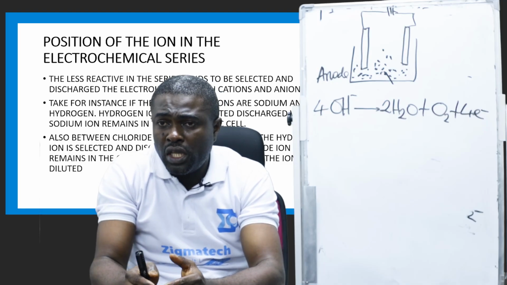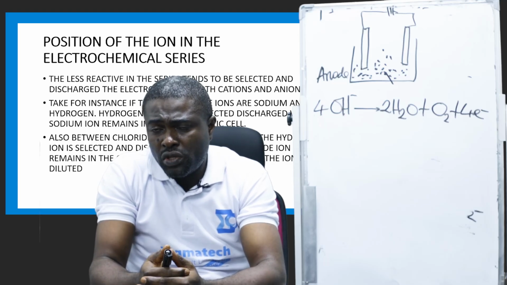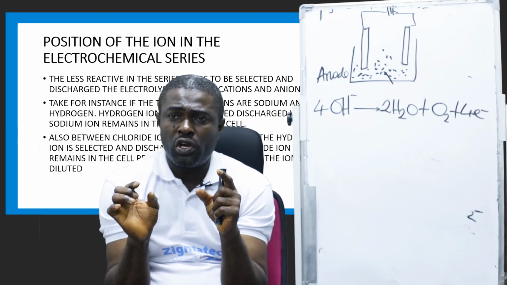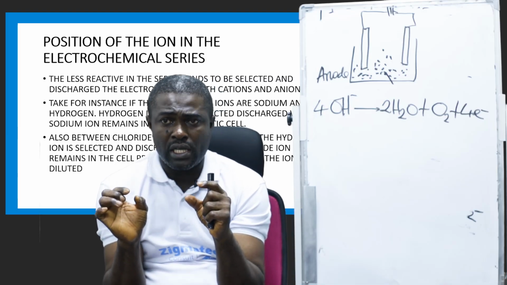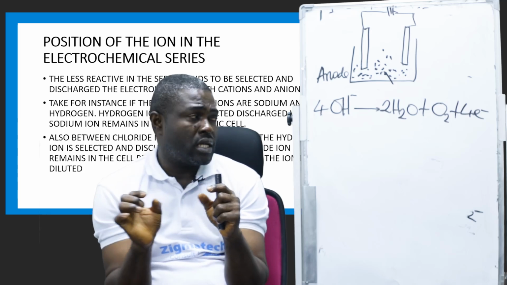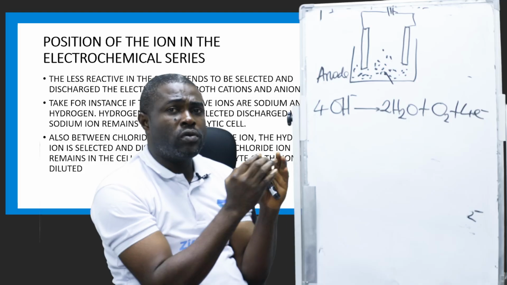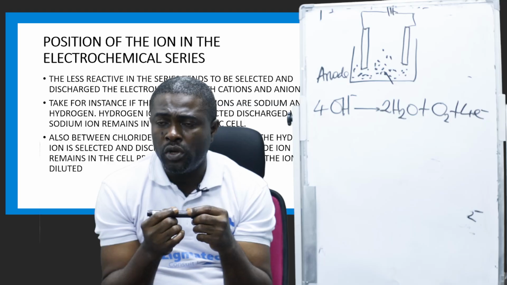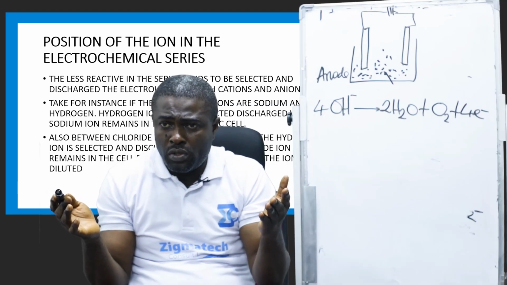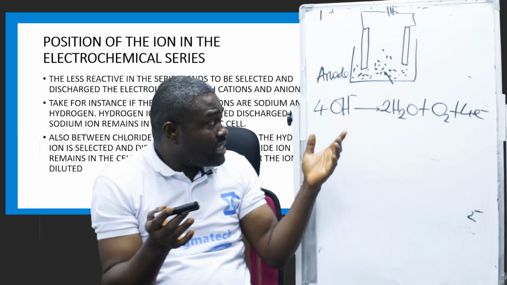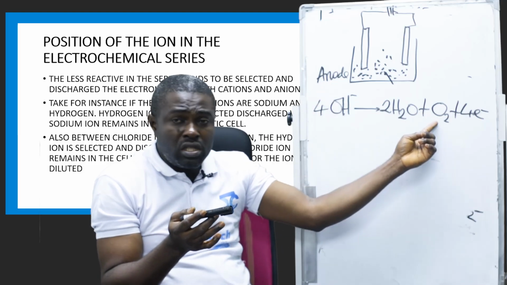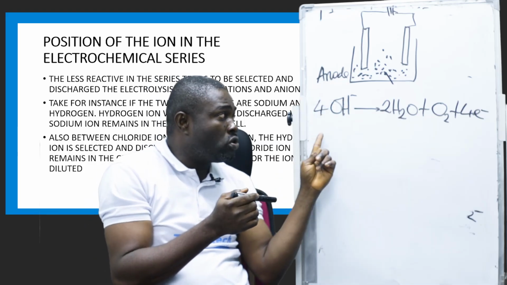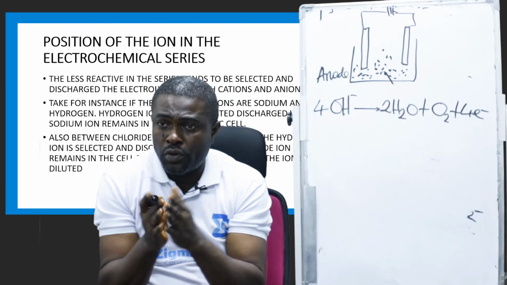lot to do with what? The preferential discharge of ions during electrolysis, provided the other 2 factors we are going to discuss are kept constant. So this is what happens during electrolysis of dilute aqueous sodium chloride. What are the substances produced? At the anode, oxygen is produced, while for that of the cathode, hydrogen gas is produced.